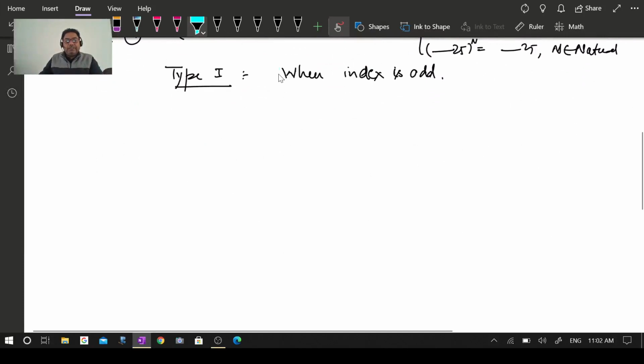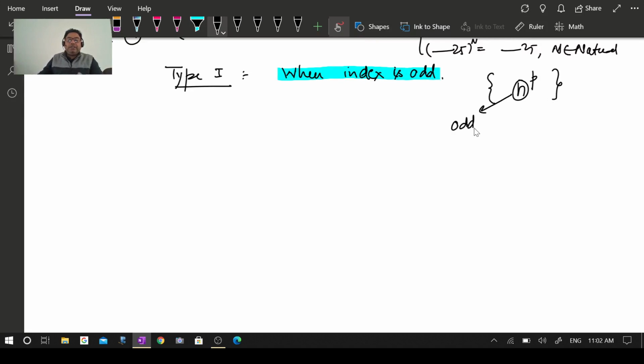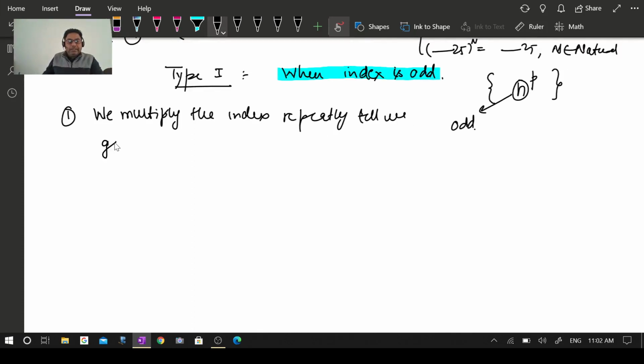First category is, I say, when the index is odd. When we talk about a number n to the power p, right, but your n is an odd number, right? So when index is odd, really important thing, we multiply the index repeatedly till we get 1 at the unit place, right?